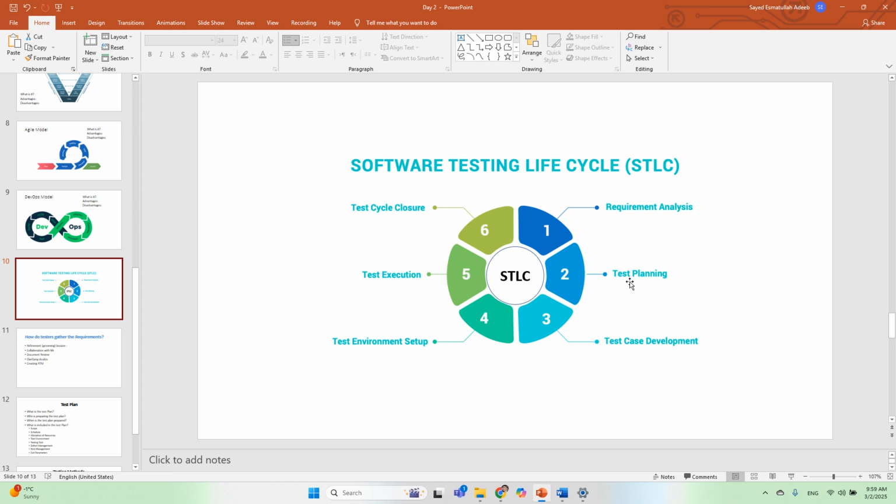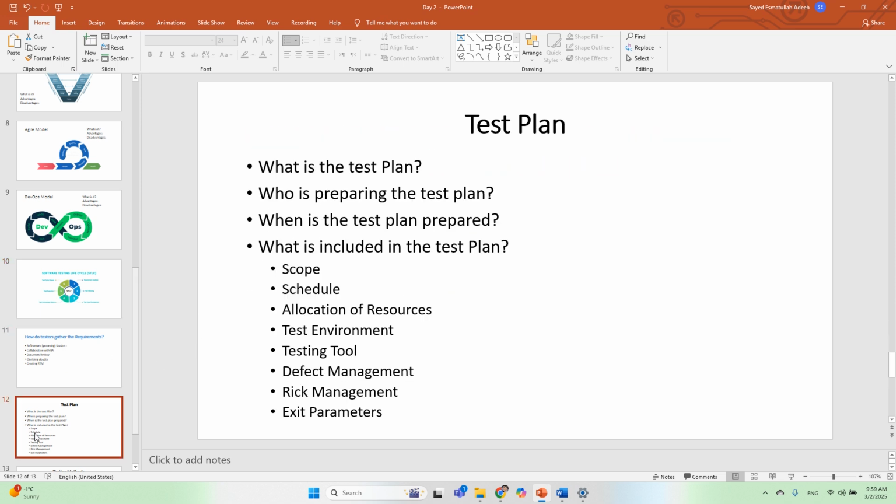So, test planning. We are going to talk about test planning and what a test plan is. Let me open this one. So what is a test plan? Who is preparing the test plan? When is the test plan prepared? And what is included in the test plan? These are the 4 questions that I'm going to describe and explain. First, let's know what a test plan is.